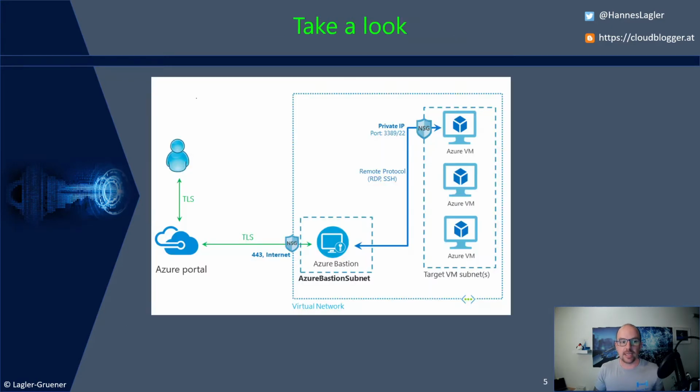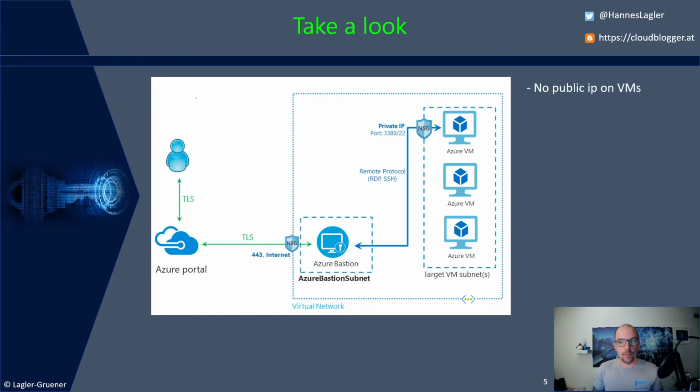Okay, so let's take a look at the architecture. You can see you connect over the Azure portal, over the Azure Bastion host to a VM. In this case, I have my user. The user is connecting to the Azure portal over TLS, and the Azure portal is connecting to the Azure Bastion host over TLS, and then you have the ability to connect over Azure Bastion to a private IP address. The private IP address is normally in the virtual network where the Bastion host and also the VMs are located. You also have the ability to connect other networks over virtual network peering. We will see this also in our live demo.